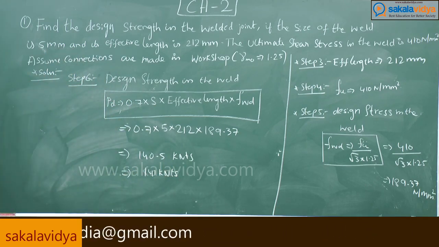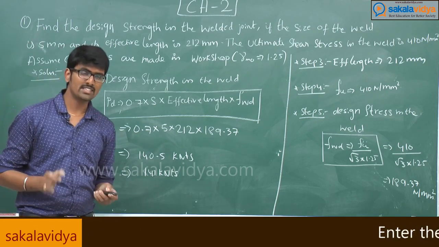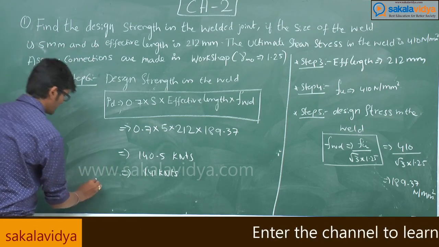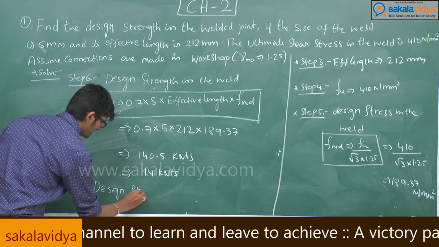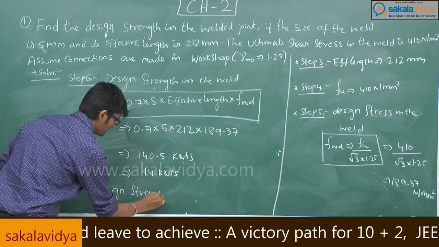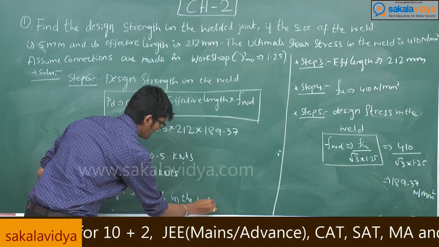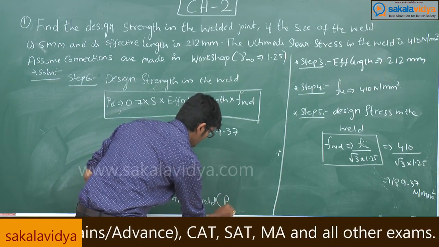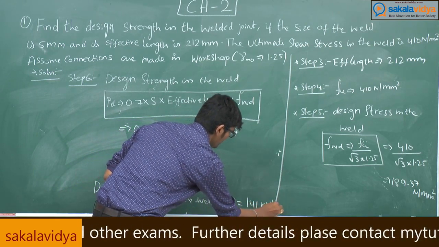This is the answer. So what is the answer? 141 kilonewtons is the design strength. So design strength in the weld, P suffix D is equal to how much? 141 kilonewtons. This is the answer.